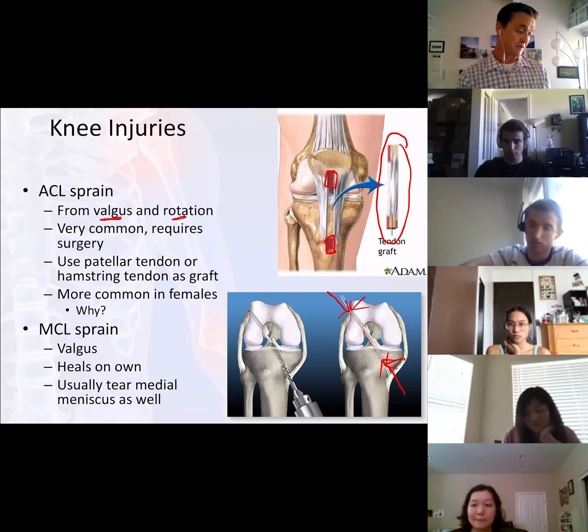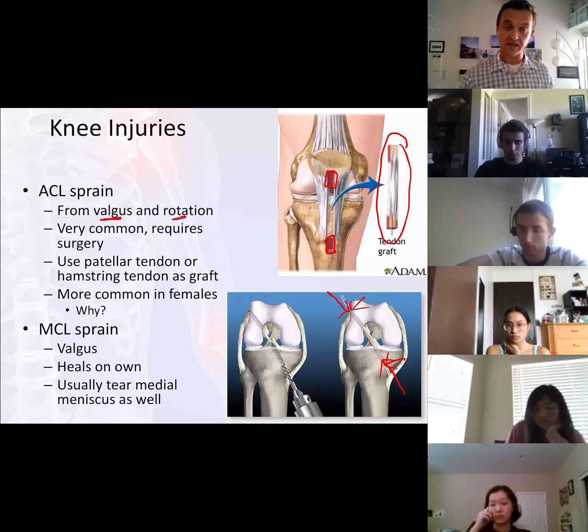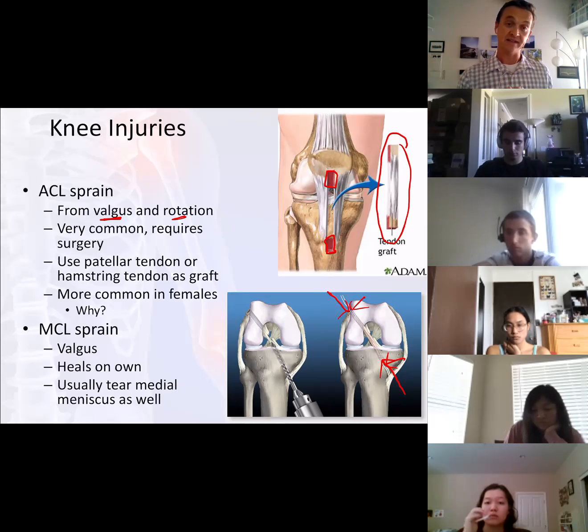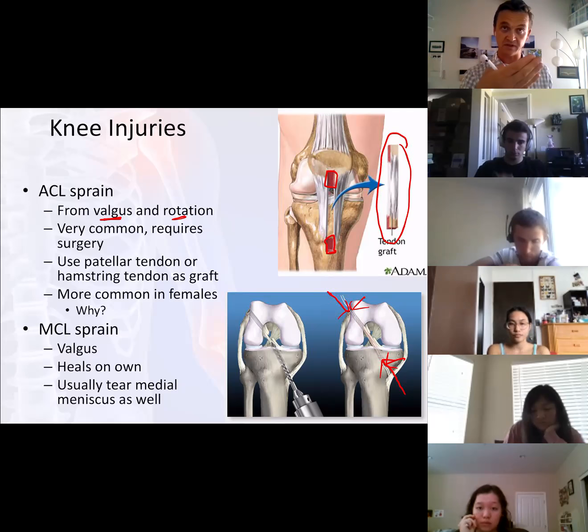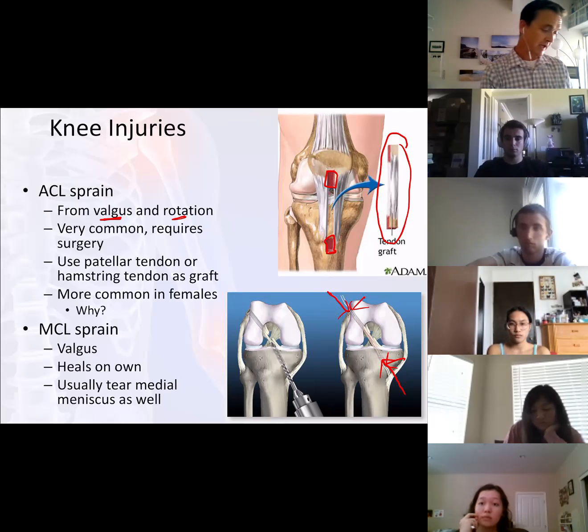So that's one. It's also very common to do a hamstring graft. So to take one of your hamstring tendons, part of your semitendinosus tendon, and use that instead. And then that other hamstring can kind of use the hamstring that's next to it to connect to the tibia.